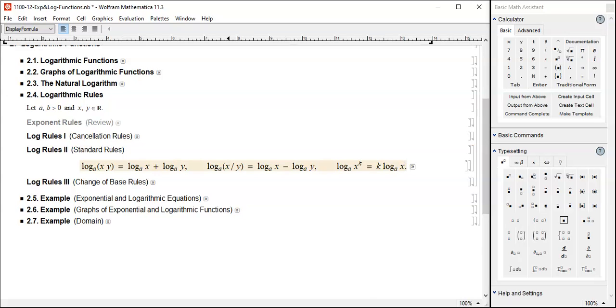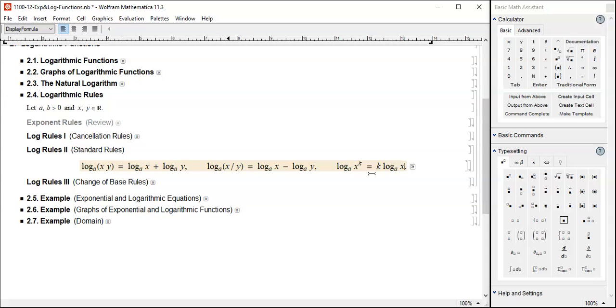Next, the standard rules. Oh boy, here are some really, really, really important formulae. There are 3 of them. Log of x times y is log of x plus log of y. So multiplication becomes addition. Log of x over y is log of x minus log of y. So the division becomes subtraction. And log of x to the k power is k times log of x, so any power becomes coefficient, and k doesn't have to be an integer.